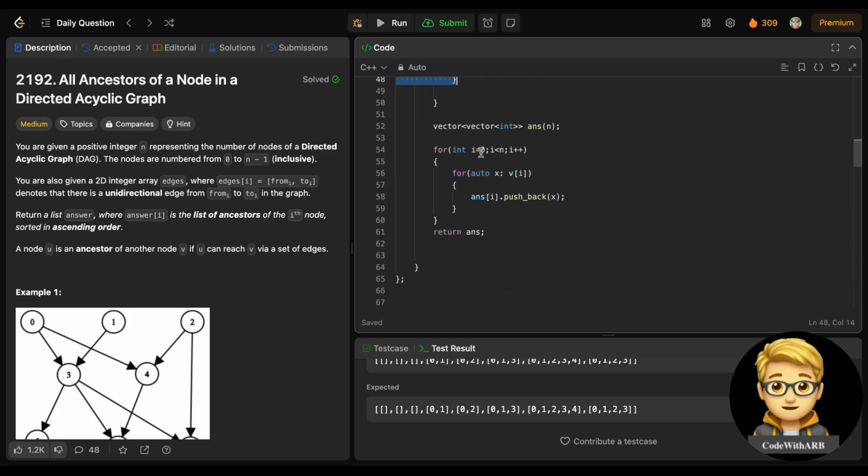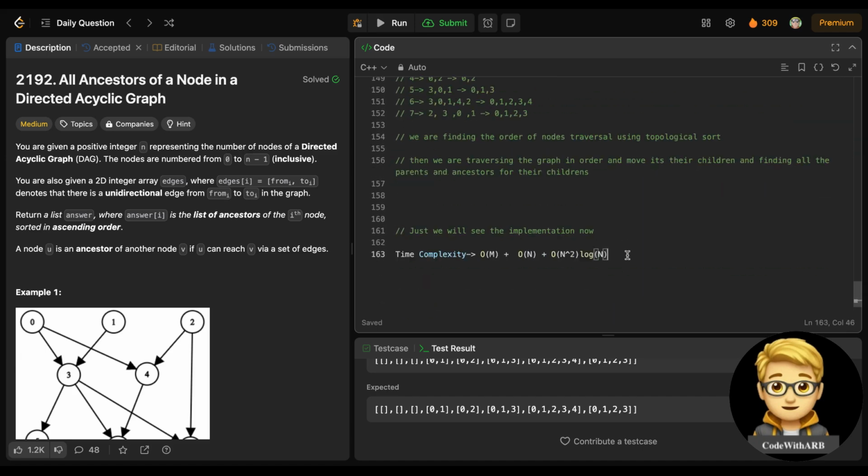And again, I need to move for this n and store all the nodes for this. So that can also take O of n squared. So if you observe here, that would be O of n squared log of n plus O of m. Because n squared is bigger, we take O of n square log n plus O of m.